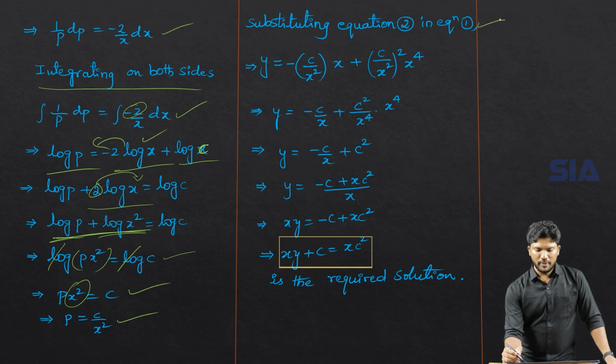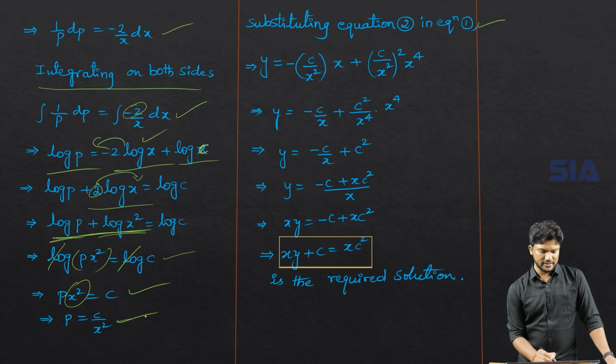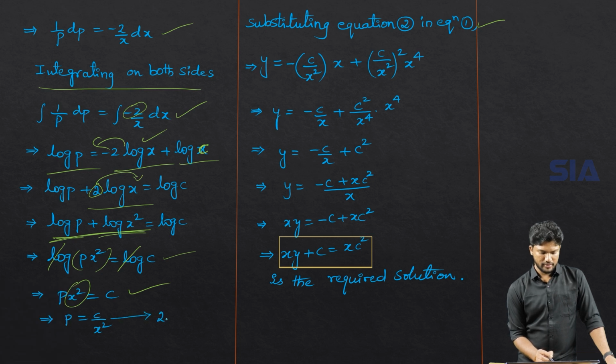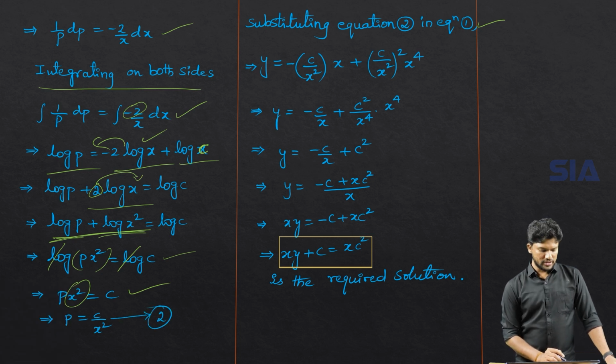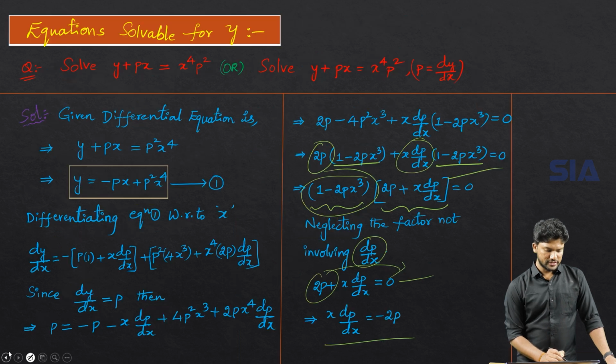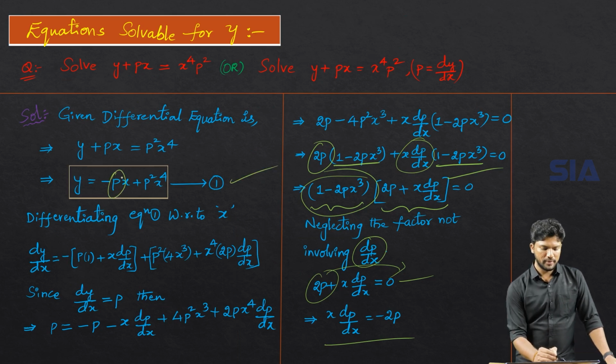Take it as equation number 2. Substitute this equation number 2 in equation number 1. What is equation number 1? The given equation only. So y is equal to this one. In this equation, wherever you have p, substitute the value c by x square.